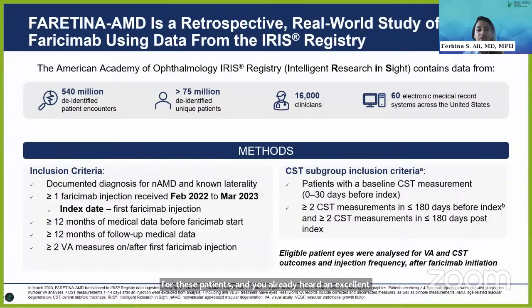But in terms of our methodology, we looked at documented diagnoses of neovascular AMD with known laterality during a specific time period of having received at least 1 injection, with at least 12 months of data prior to that and 12 months of follow-up data also available, in addition to visual acuity measurements and a subgroup analysis looking at anatomic parameters, as you can see listed out here.